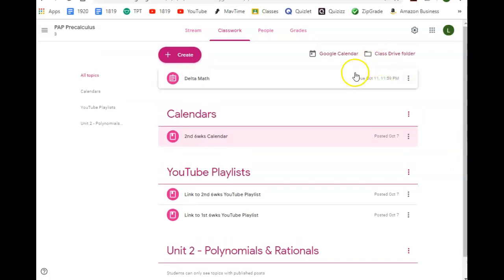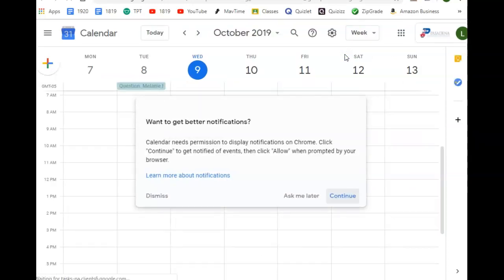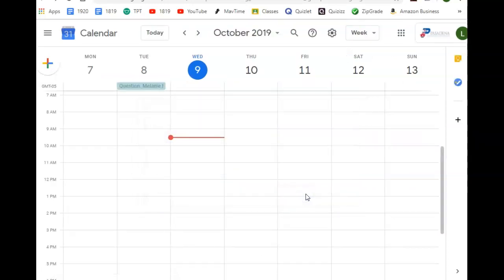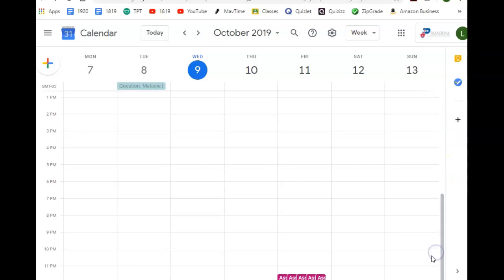And I did put a due date of Friday at midnight. This calendar and this calendar are different. If you go to the Google calendar, it should show you on Friday. Ask me later. It should show you on Friday, but it doesn't, because it's not until midnight that you have something actually due. But you don't have to look at it that way because it'll be on the other calendar.